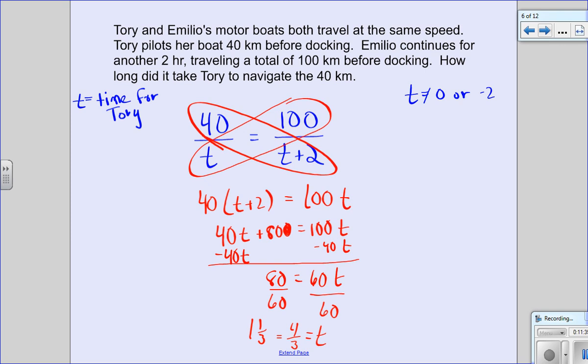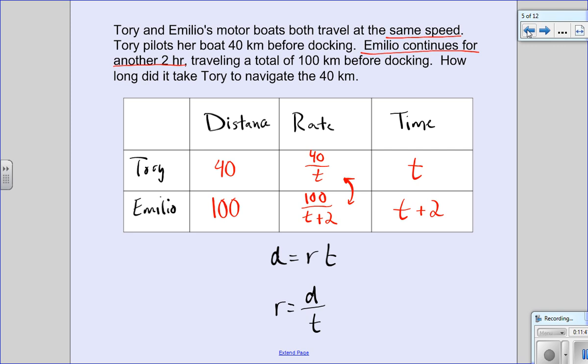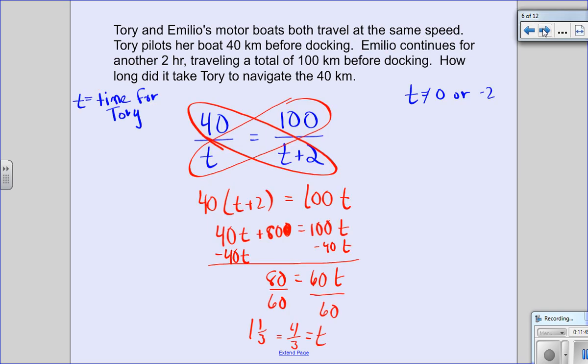So here, let's go back to the question. How long did it take Tori to navigate the 40 kilometers? The time for Tori is t, which we figured out was 1 1/3. It took Tori 1 1/3 hours.